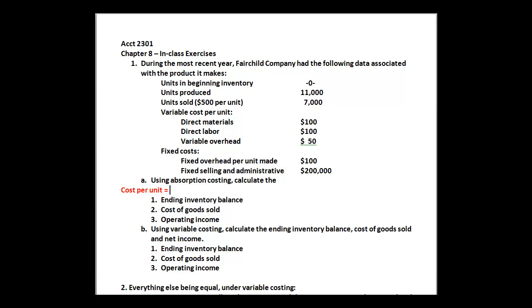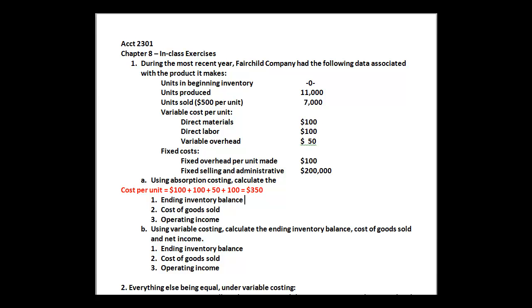you're going to include all of your product cost. So all of your product costs would be your direct materials, plus your direct labor, plus your variable overhead, plus your fixed overhead. So if it's absorption costing, it's direct materials plus direct labor plus variable overhead plus fixed overhead. So under the absorption costing method, that's going to give you a product cost of $350 per unit.